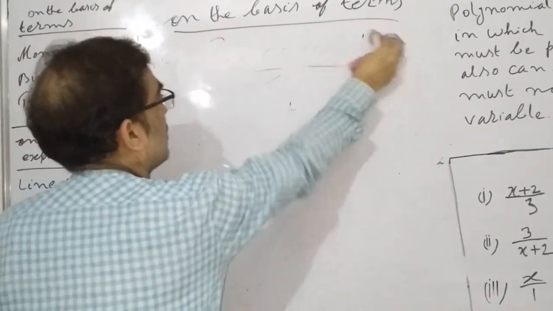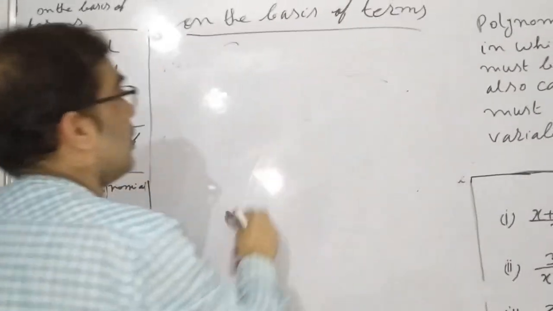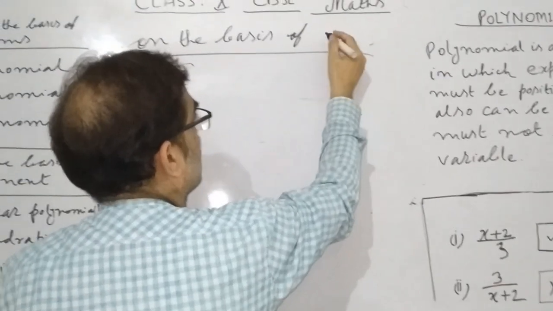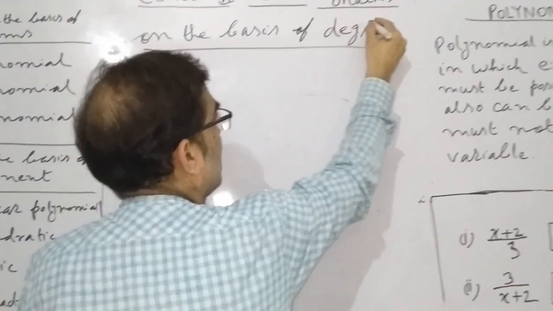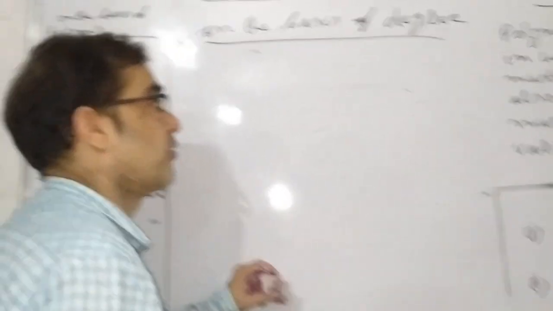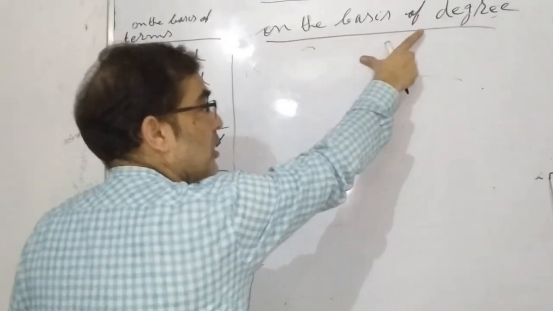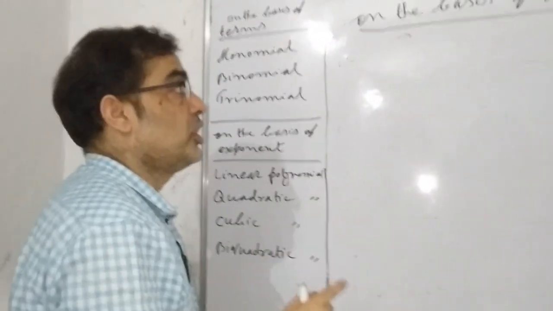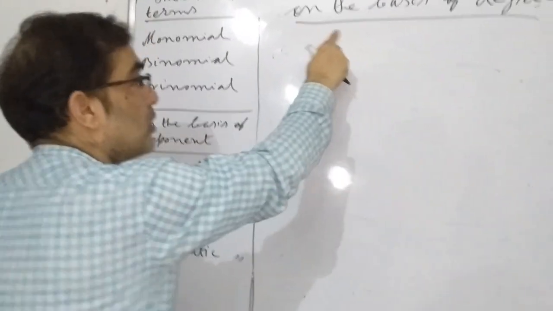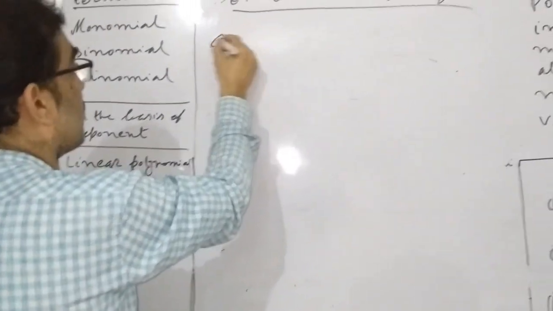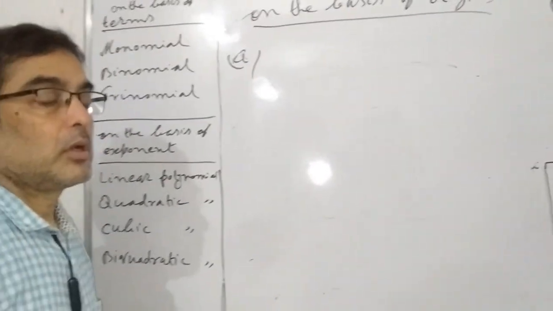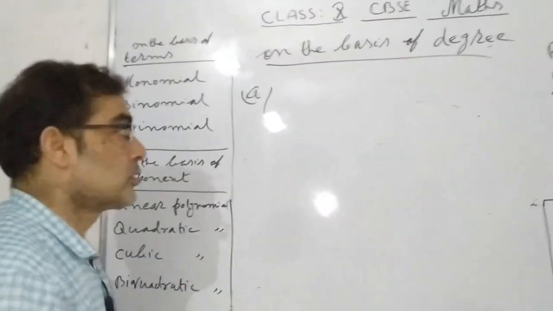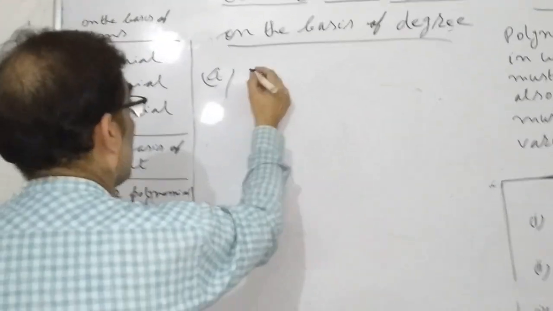And now other kinds on the basis of degree, also called exponent or power. On the basis of degree, polynomial is of 4 types.